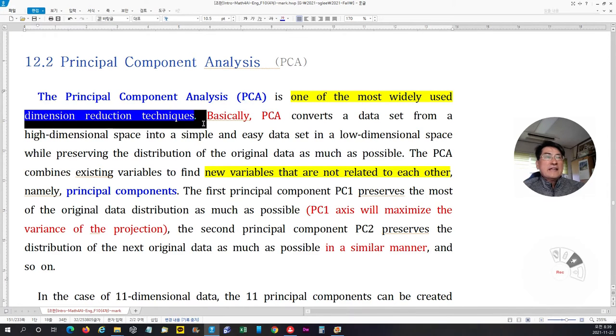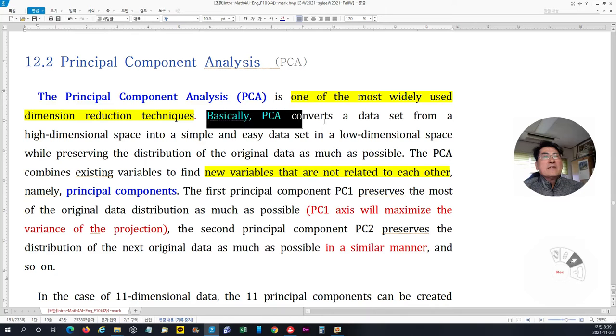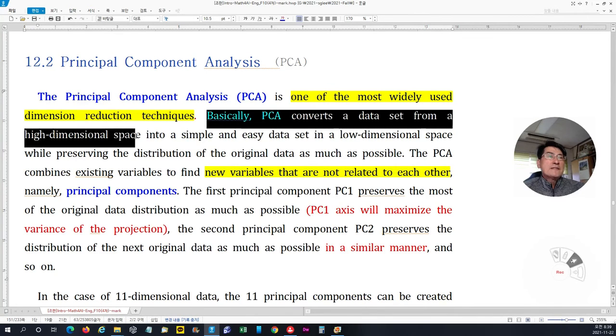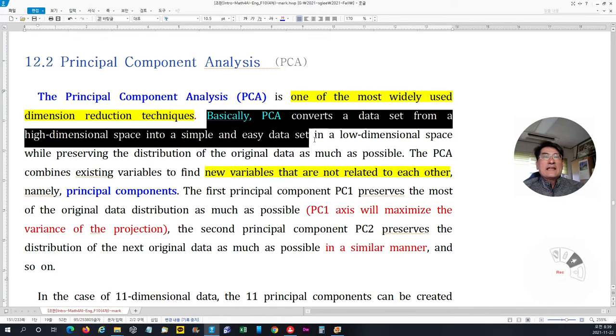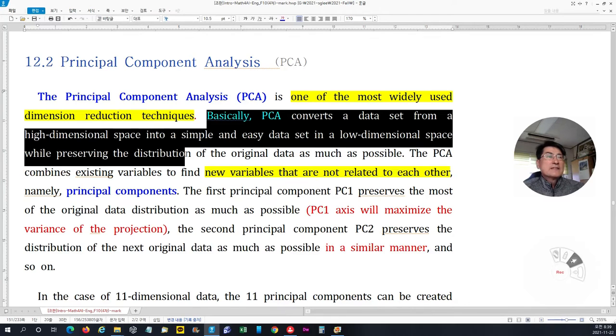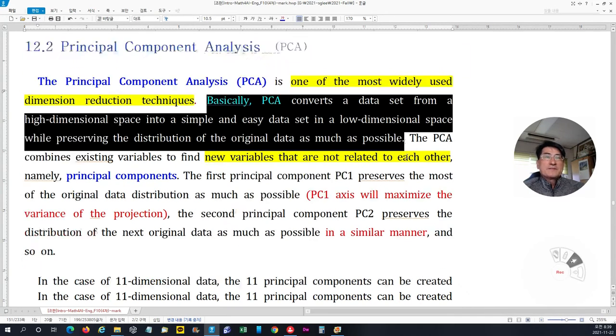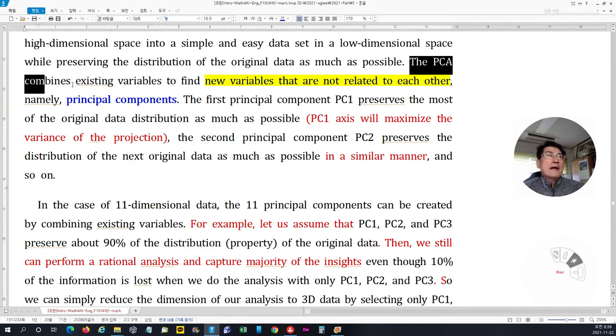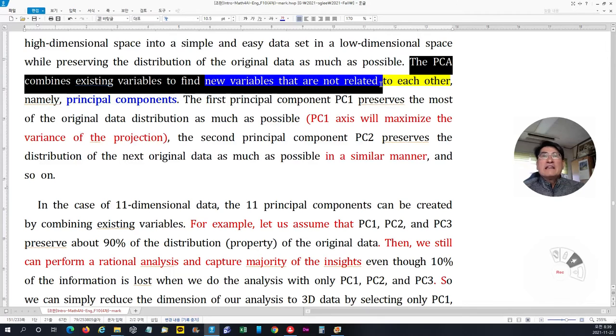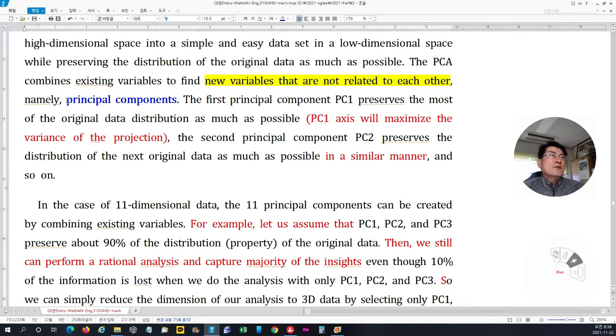dimension reduction techniques. Basically, PCA converts a data set from a high dimensional space into a simple and easy data set in a low dimensional space while preserving the distribution of the original data as much as possible. The PCA combines existing variables to find new variables that are not related to each other. We call them principal components.